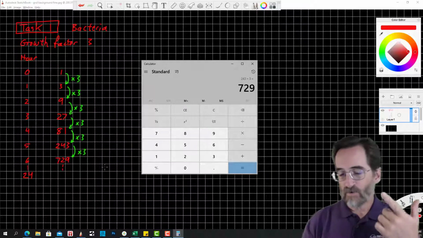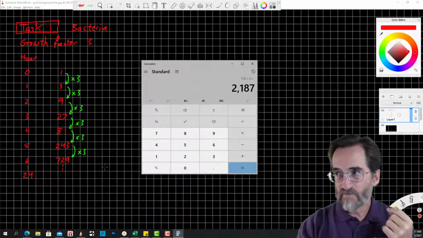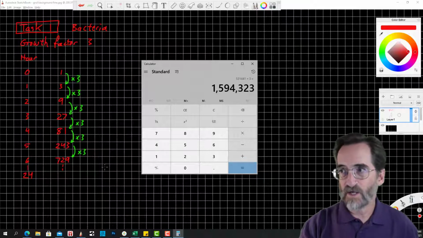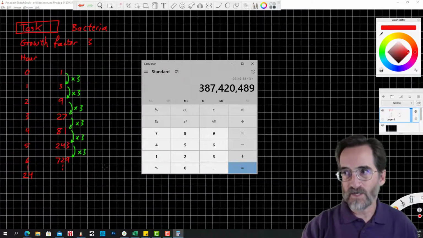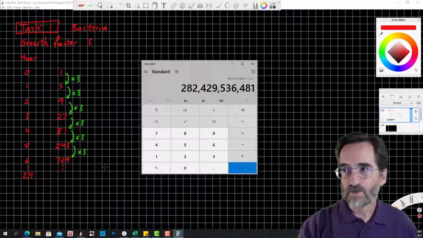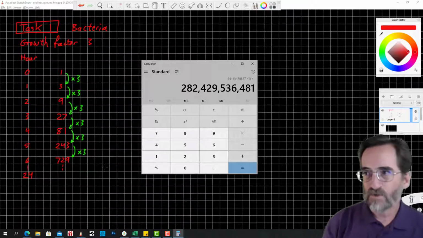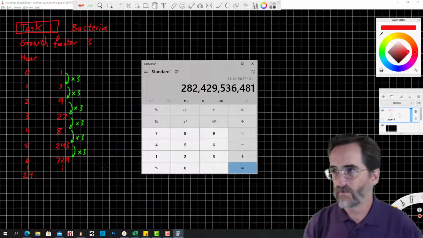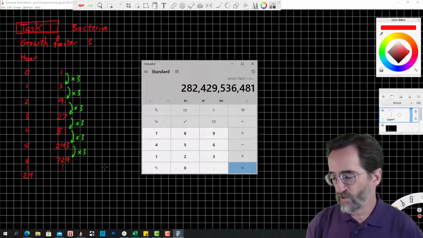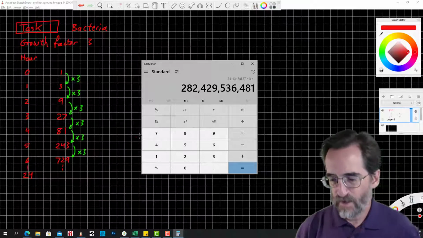We're going to jump to that, and we're going to use our calculator here. 729 is in 6 hours, so we're going to keep track here. We're just going to count 6 hours, 7 hours, 8 hours, 9 hours, 10 hours, 11 hours, 12 hours, 13 hours, 14, 15, 16, 17, 18, 19, 20, 21, 22, 23, 24. One day later, there are 282,429,536,481 bacteria. Let's write that down.